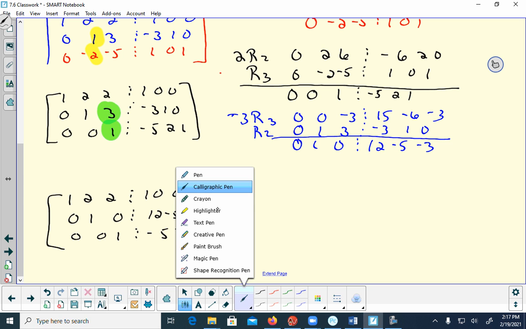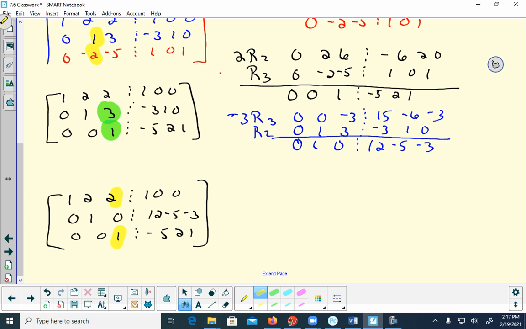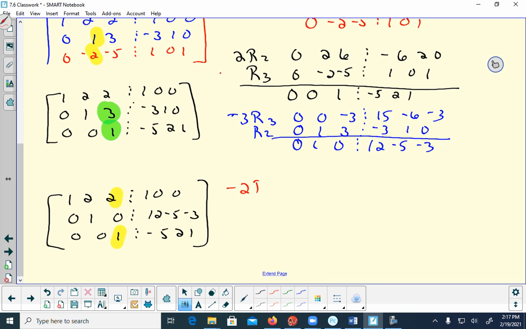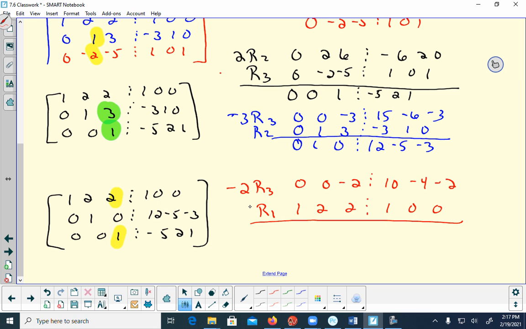So the first thing I'm going to do is use rows 1 and 3 to eliminate the z. So when I do that, I'm going to multiply row 3 by negative 2. So negative 2 times row 3 will be 0, 0, negative 2, 10, negative 4, negative 2. And then I'm going to write down row 1. And when I add, I'm going to get 1, 2, 0, 11, negative 4, negative 2. Now this replaces this.